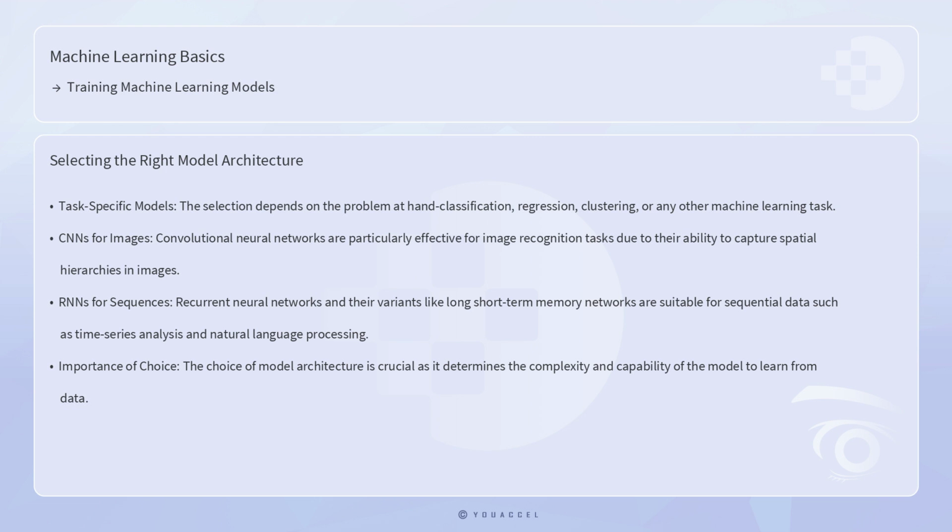Once the data is prepared, the next step is selecting an appropriate model architecture. This selection depends on the problem at hand: classification, regression, clustering, or any other machine learning task. For instance, convolutional neural networks are particularly effective for image recognition tasks due to their ability to capture spatial hierarchies in images. On the other hand, recurrent neural networks and their variants, like long short-term memory networks, are suitable for sequential data such as time series analysis and natural language processing. The choice of model architecture is crucial as it determines the complexity and capability of the model to learn from data.